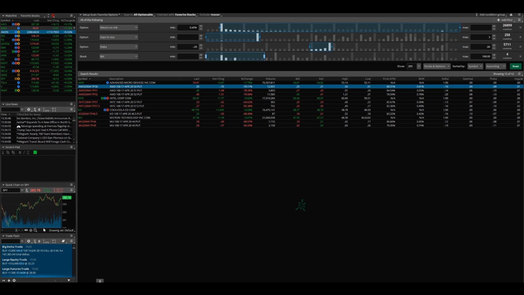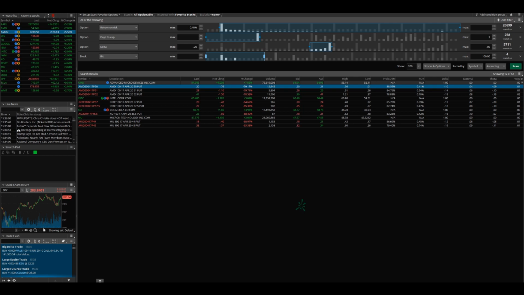And my risk is just that I get assigned shares. I wouldn't necessarily lose that money. It would just get converted from cash into 100 shares of AMD, which, like I said, I'm okay with because I think AMD is a good stock. So that means I would have $20 of possible profit divided by roughly $5,500 of collateral, and that gives you a return on risk of about 0.41%.